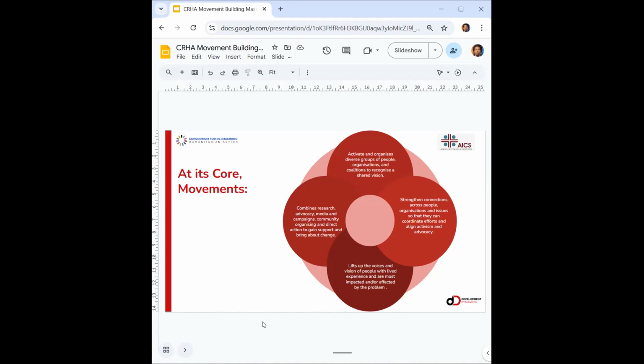There's also the aspect of interconnectedness of some of these problems that we're trying to find solutions to. So how do we strengthen these connections across individuals, across organizations, across other movements, to ensure that we are coordinating our efforts and our activism and our advocacy is really aligned towards that shared vision and that shared goal.